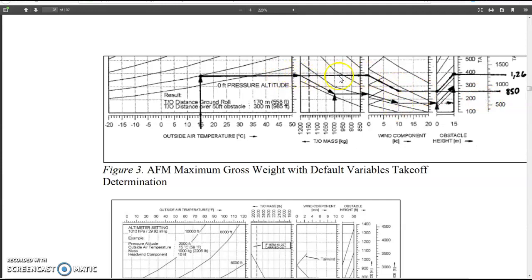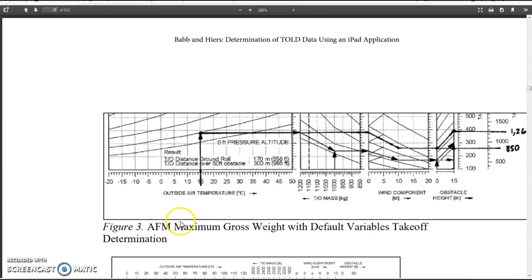If you're looking at this part up here, what is that? Well, this part up here is for the maximum gross weight. So this one, they didn't take the weight of the aircraft at all. They just went straight across, came down to the 10 knots, and then came up straight. So without actually looking at the weight, it's 850 feet of takeoff distance. With a 50-foot obstacle, it's 1,260 feet.